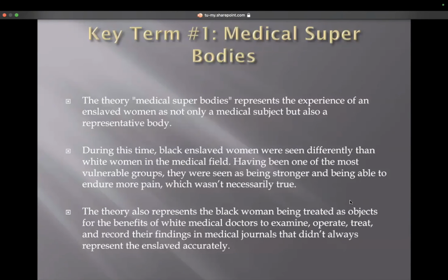And the theory also represents the Black women being treated as objects for the benefit of white medical doctors to examine, operate, treat, and record their findings in medical journals that didn't always represent the enslaved accurately.